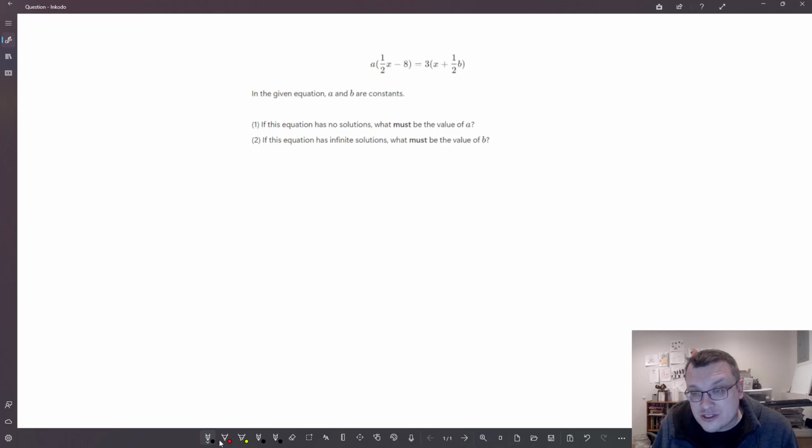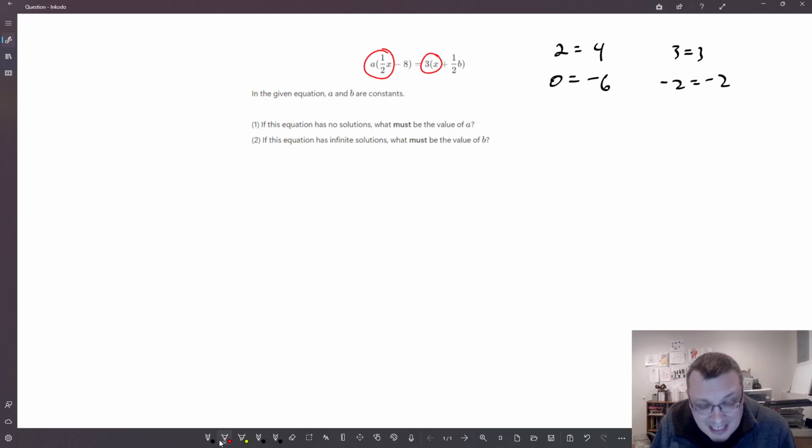is whatever the value of a is, whatever the value of b is, when I go ahead and try to solve this equation, what we want to happen is we want the x terms to cancel out. Because then what we'll be left with is something like 2 equals 4, or 0 equals negative 6, or something, in the case of no solutions, which is not true. And that shows us it's a no solutions case. Or if we get something like 3 equals 3, or negative 2 equals negative 2, after that x term cancels out, we know we have infinite solutions. But in both cases, what needs to happen is I need ultimately this term to equal this term, so that when I subtract them from both sides, they cancel.